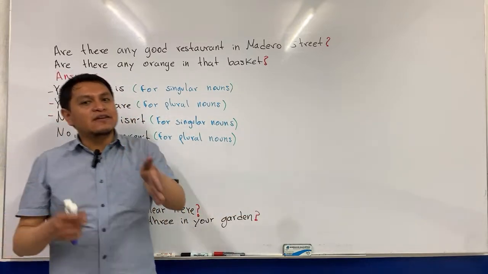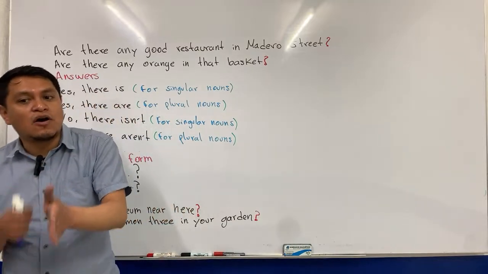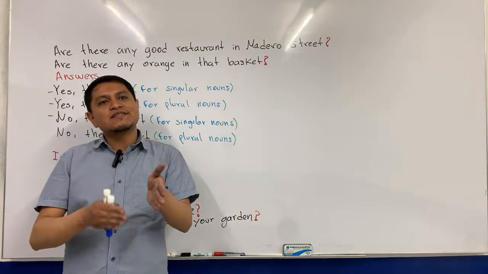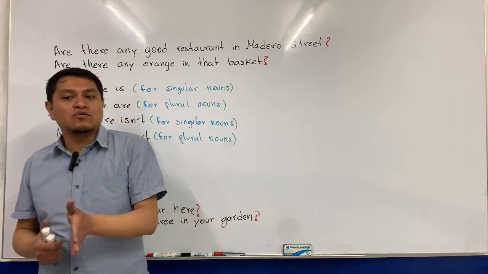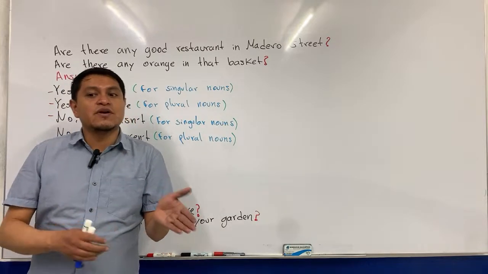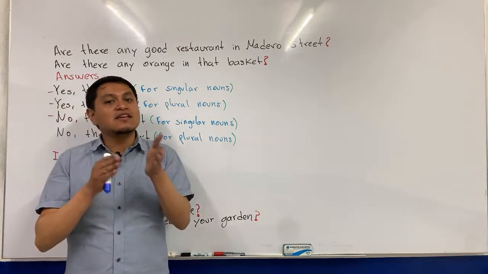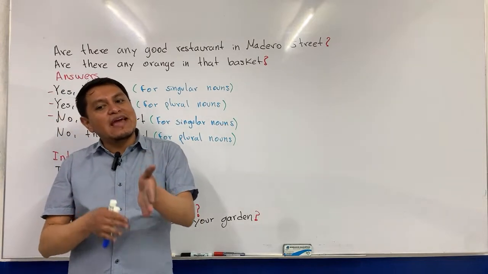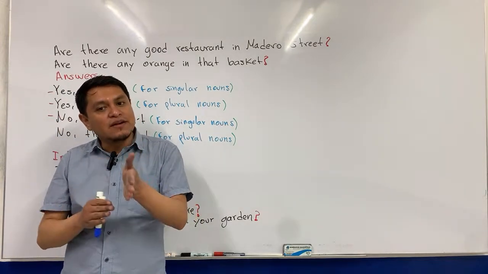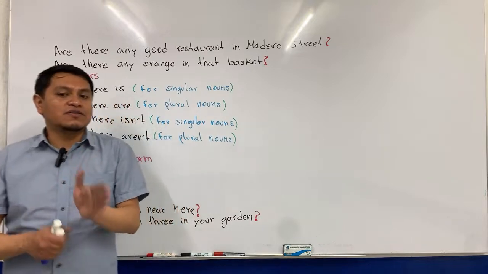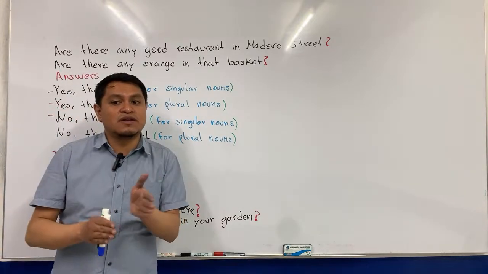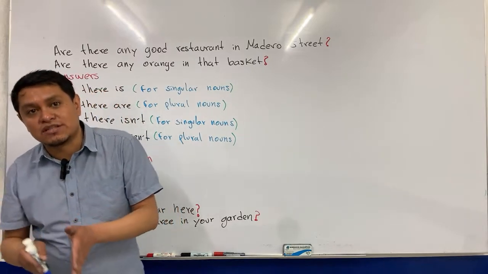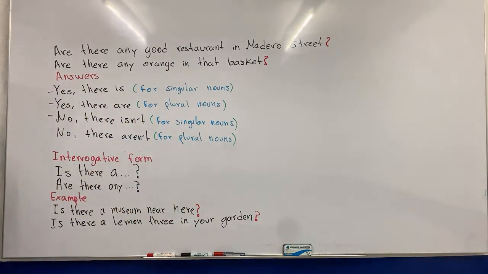Are there any good restaurants on Madera Street? Yes, there are. There are about 2 or 3 restaurants where you can eat very delicious food. Or negative: no, there aren't, sorry. There aren't any, but there are some good restaurants on Independencia Street, right? Please take a photo or a note, or write it down in your notebook.